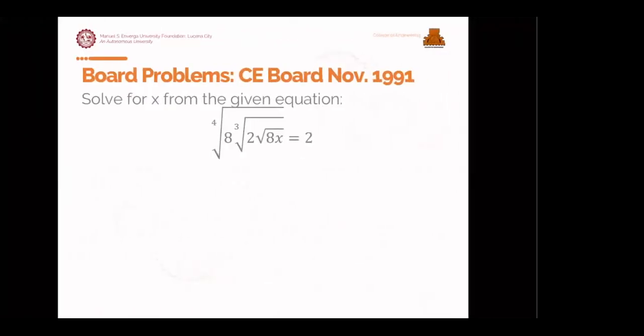Okay, from CE Board 1991. So halos same. So I would leave this one to you na lang. Okay. So i-check nyo kung what would be the answer. And the answer should be 2, no?